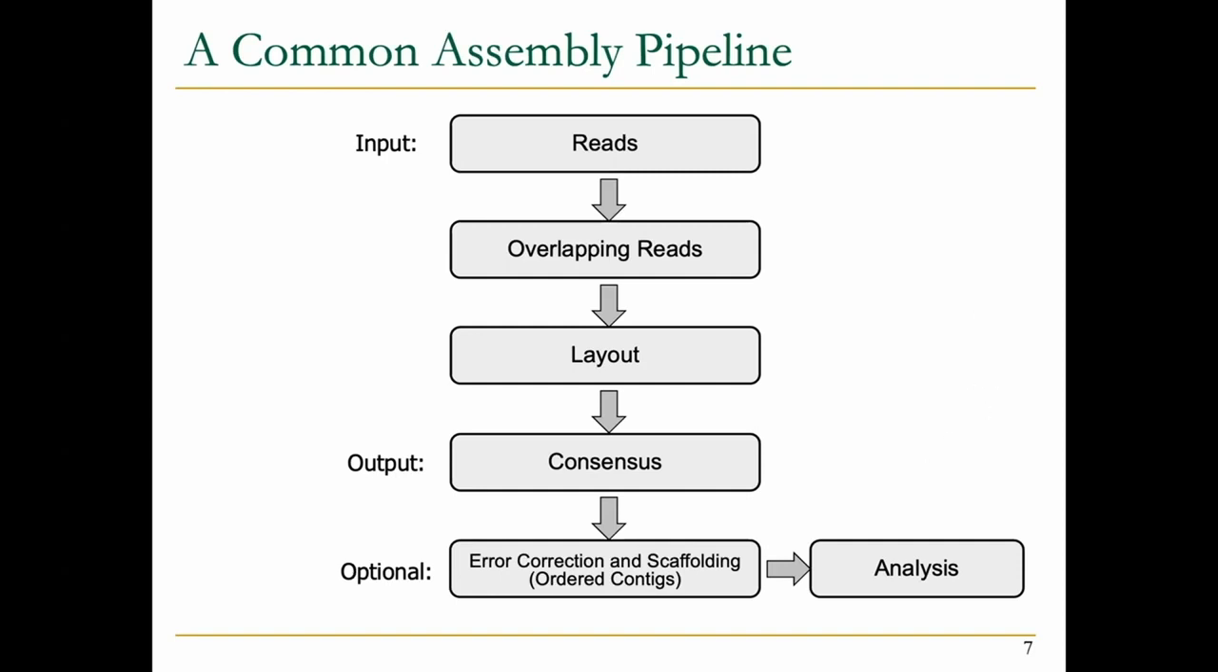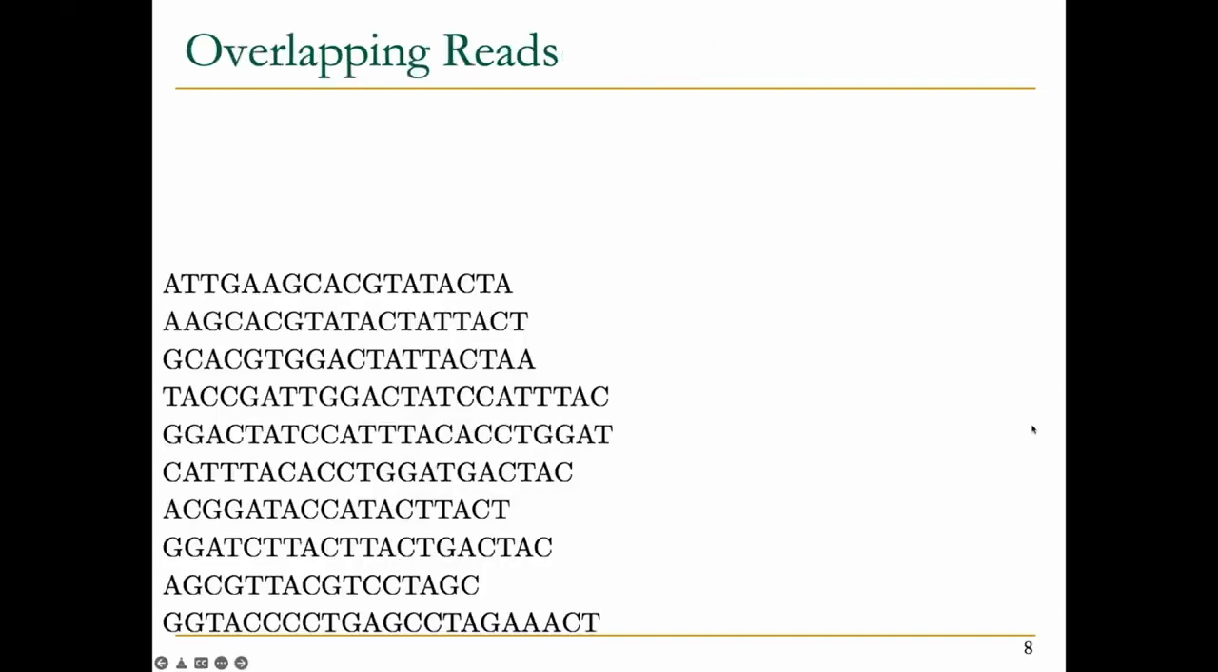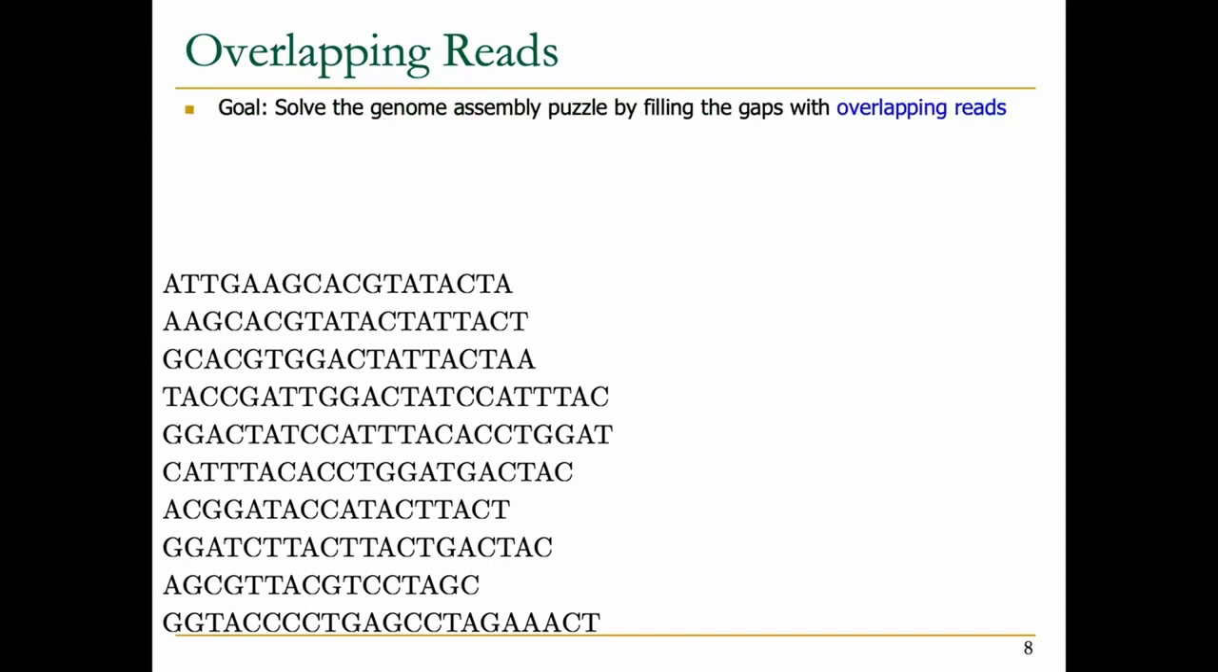I'll continue. So a common assembly pipeline starts with reads, and then next it performs the overlapping of reads, as I also showed in the previous slide. So let's see how it happens. Sequencing technologies produce reads, fragments of the genome. We don't know the relative order between them. And our goal is to solve the genome assembly puzzle by filling the gaps with overlapping reads, right?